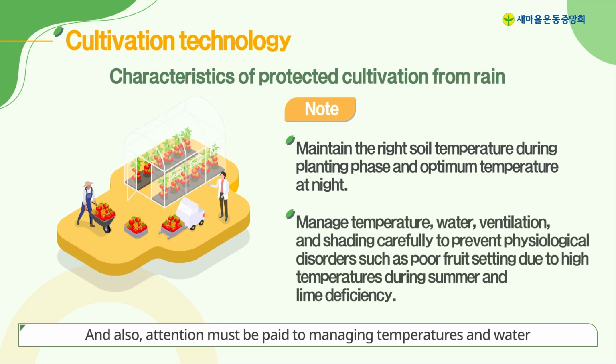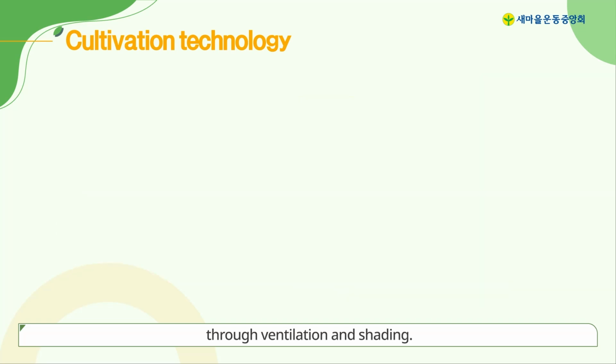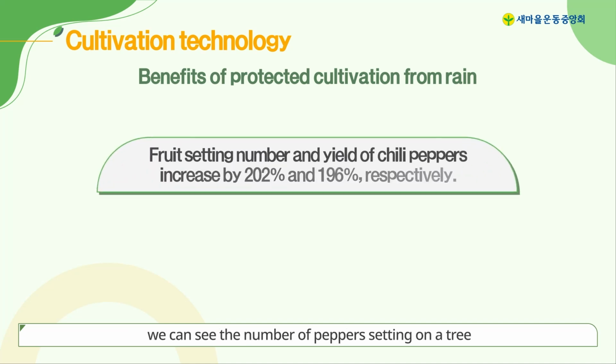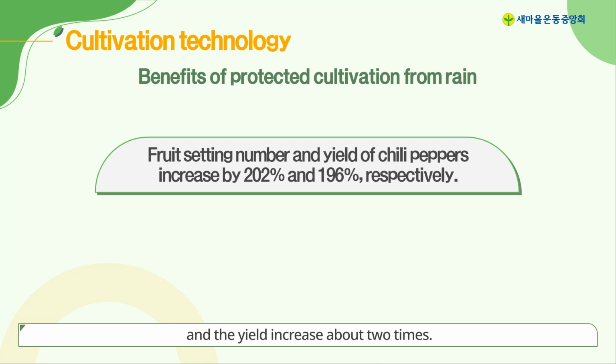And also, attention must be paid to managing temperatures and water so that physiological disorders caused by high temperatures, such as poor fruiting and lime deficiency, do not occur. In addition, it is important to maintain proper temperatures through ventilation and shading. When we cultivate peppers in a rain shelter greenhouse, we can see the number of peppers setting on a tree and the yield increase about 2 times.